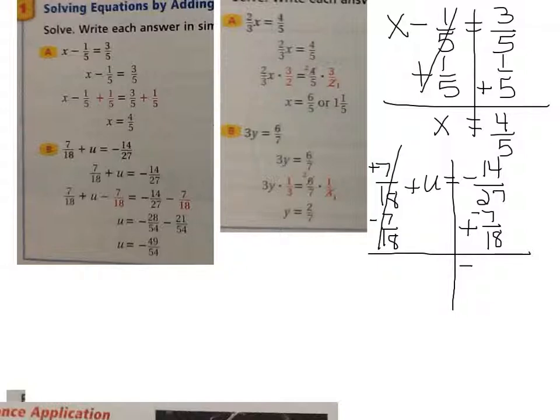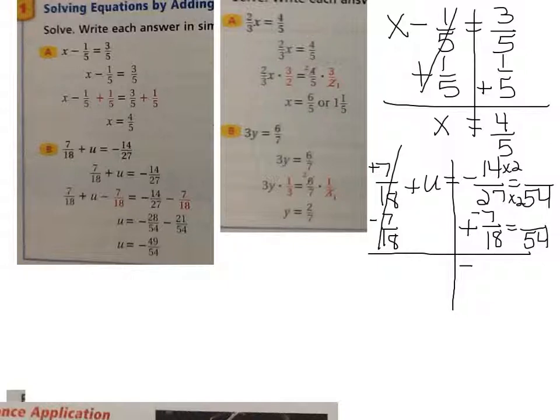So 27 times 2 is 54. And if I go 54 divided by 18, guess what? It goes in evenly. It is 3. So I'm going to use a common denominator of 54. So 27 times 2 was 54. So I'm going to go times by 2, times by 2.